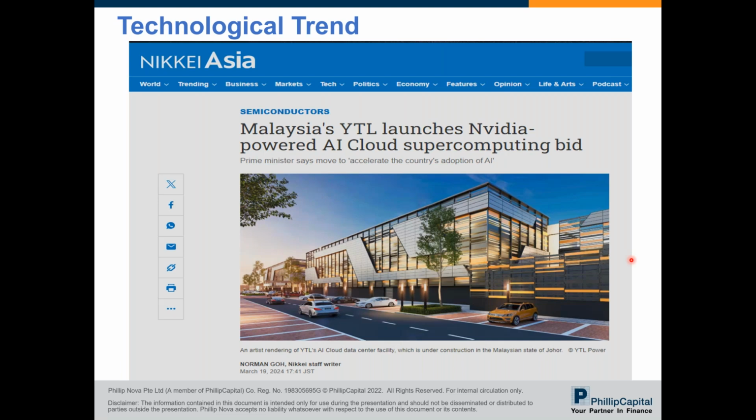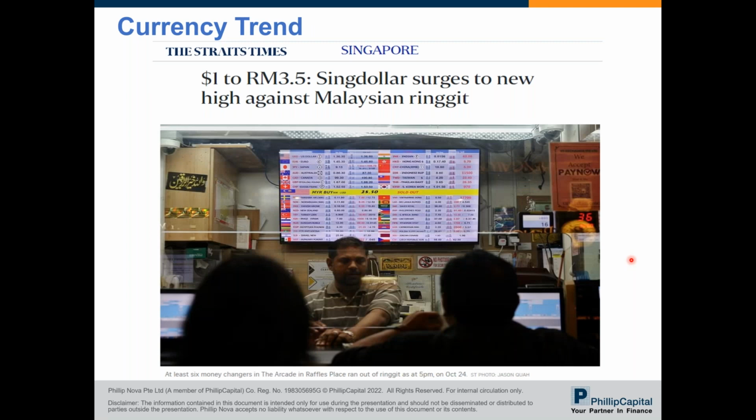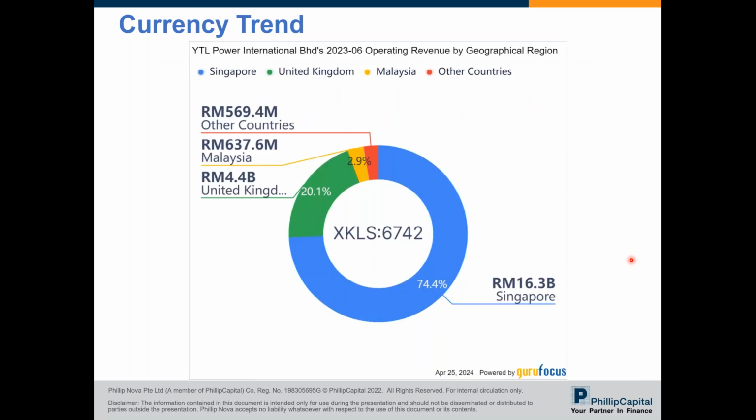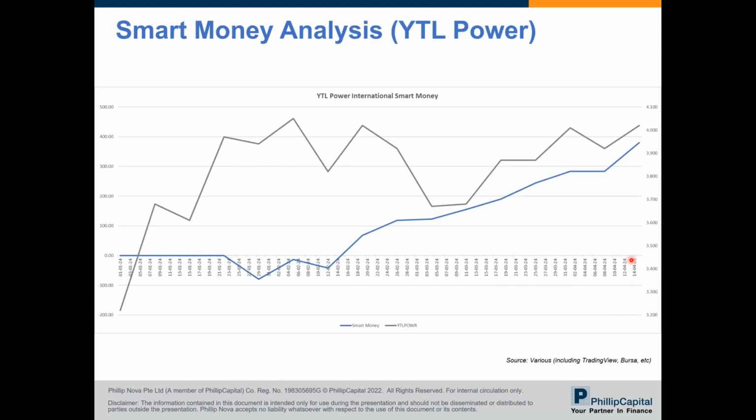And if you look at the fundamental side of the company, sorry, I forgot to show the slide. So this one is about the ringgit. This one is about them earning about 74% of the business from Singapore. So the smart money has been buying this YTL Power since the start of this year, and even as of now.